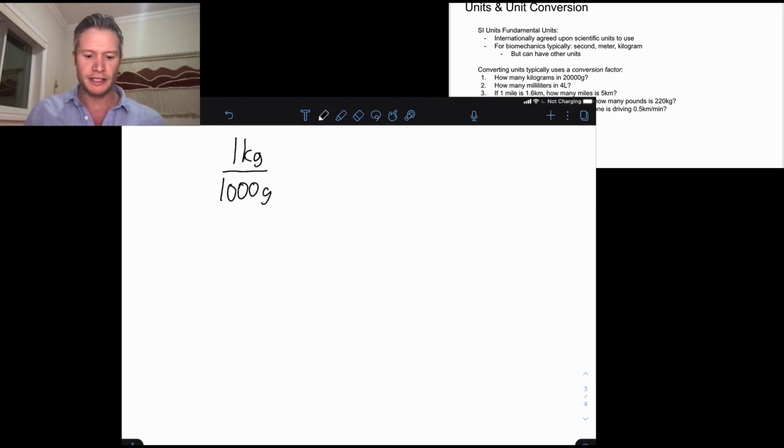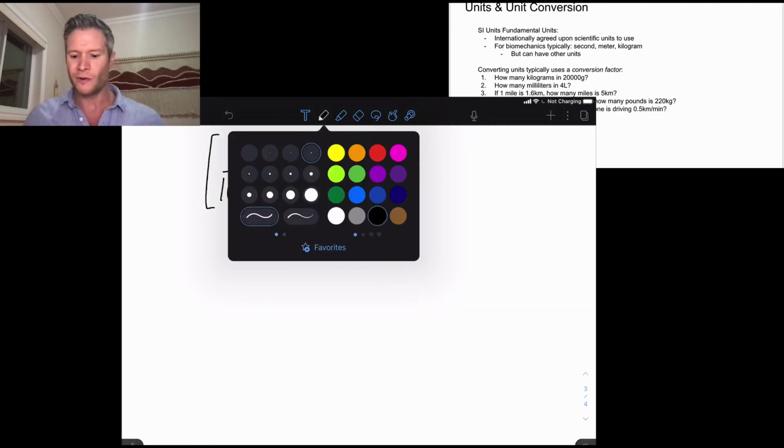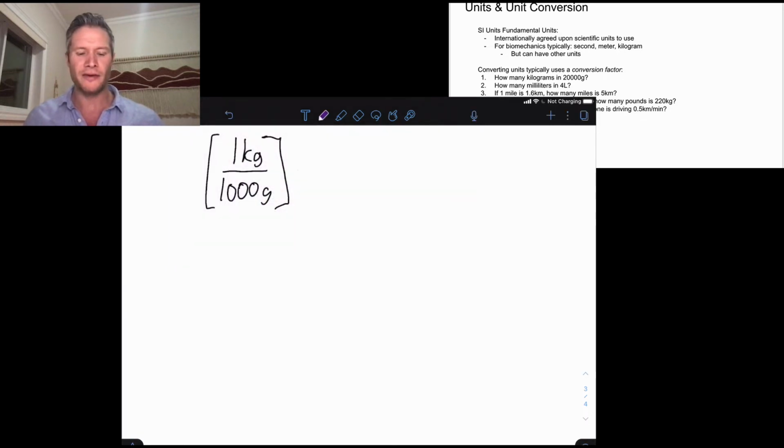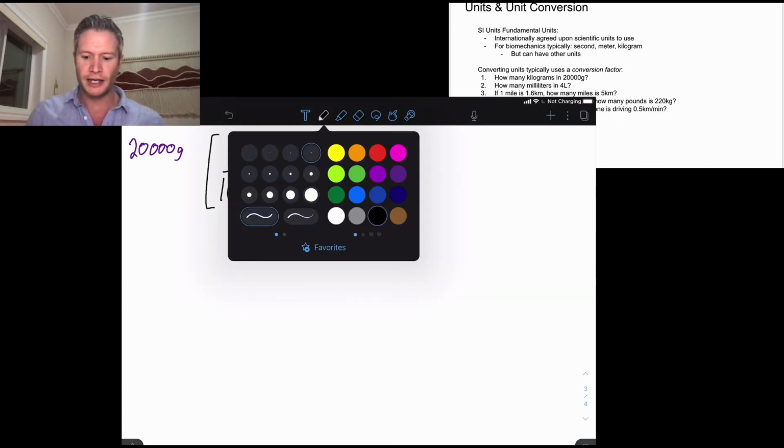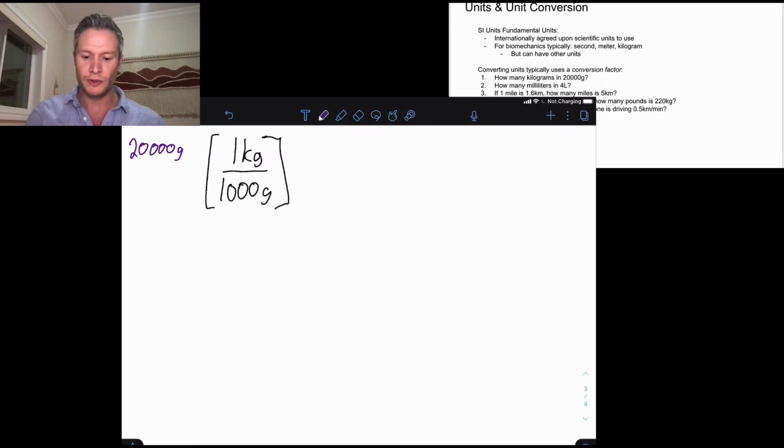Okay, so again, this is our conversion factor, but it's not really asking us for a conversion factor. It's saying, hey, you have 20,000 grams. Okay. And with that, we want you to tell us, or you need to figure out how many kilograms that is. Okay, so how do we do this using a conversion factor?